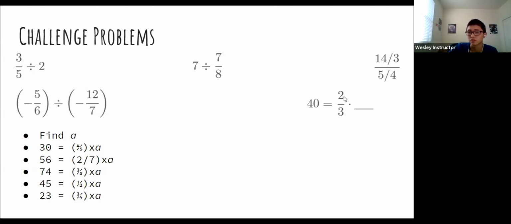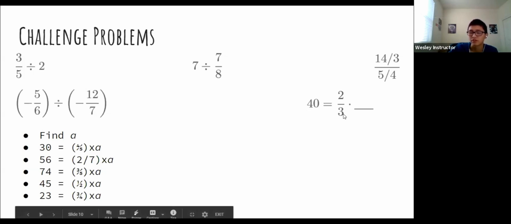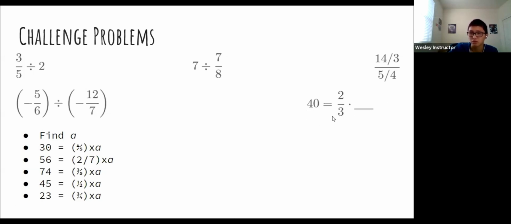And then 40 equals 2/3 times a variable, or x or a or blank. So here you divide each side by 2/3. So 2/3 divided by 2/3, that cancels out. So that's 1. And then 40 divided by 2/3, that's 40 times 3/2. And that answer is 60. So the variable here is 60.